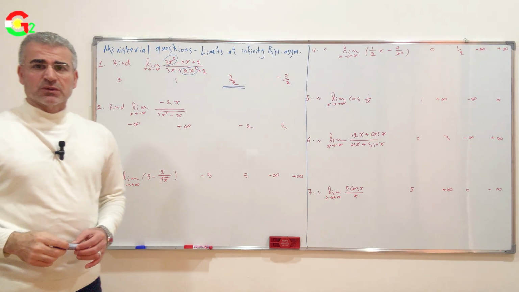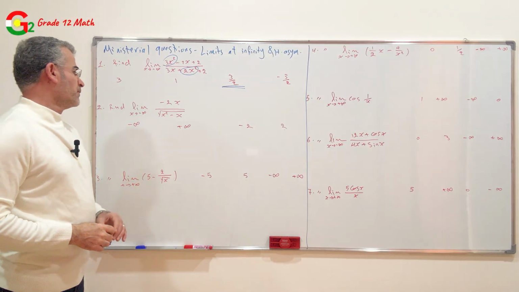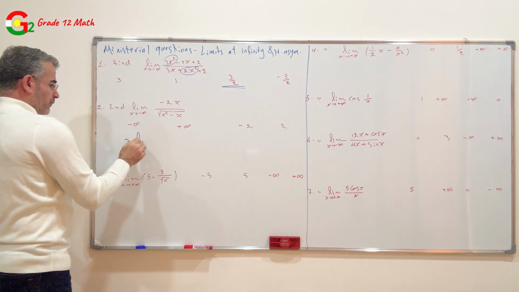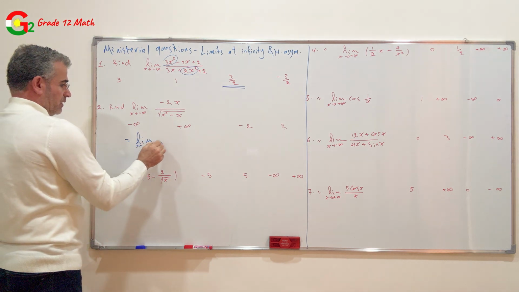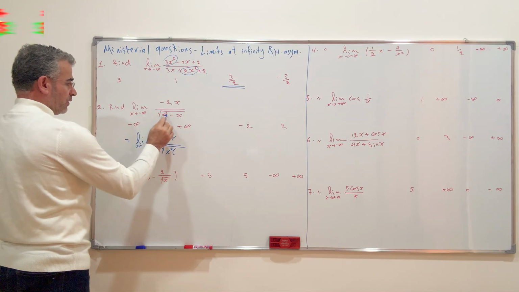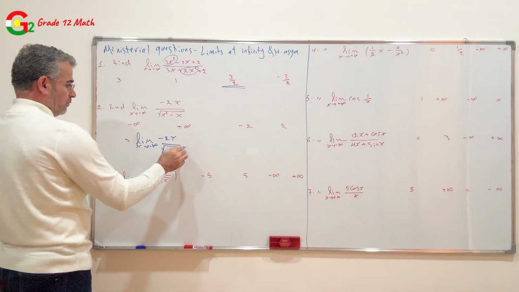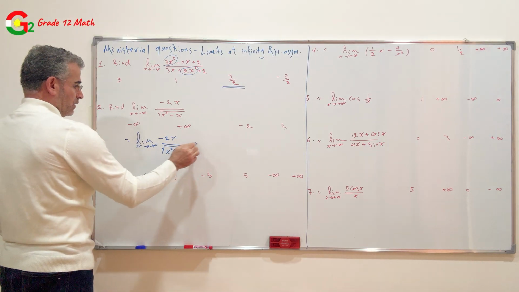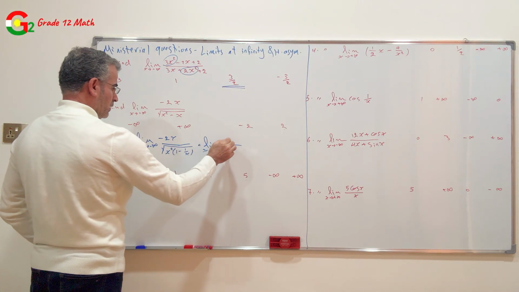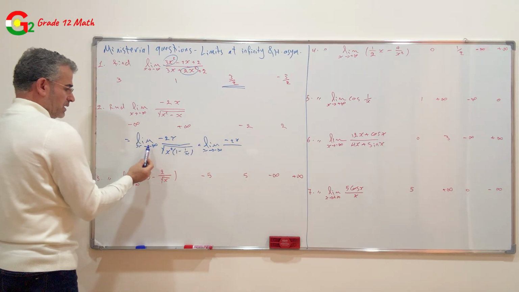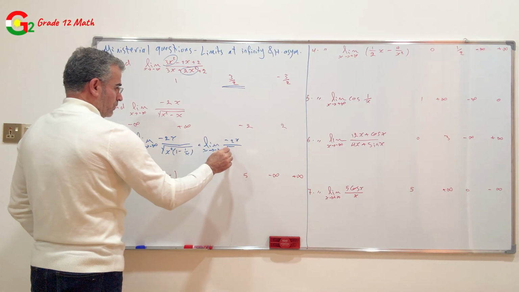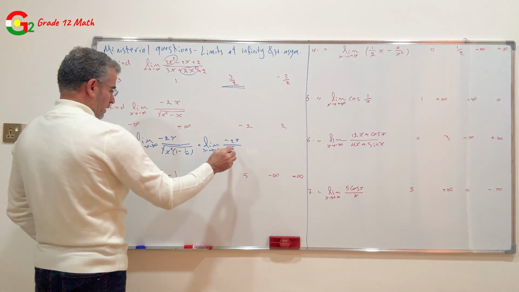Question number 2. Find the limit when x approaches negative infinity for −2x over the square root of (x² − x), equal to the limit as x approaches negative infinity of −2x over the square root, factorizing x² from the two terms inside the square root, of x² times (1 − 1/x), equal to the limit as x approaches negative infinity of −2x. Since x approaches negative infinity, therefore the square root of x² equals negative x.